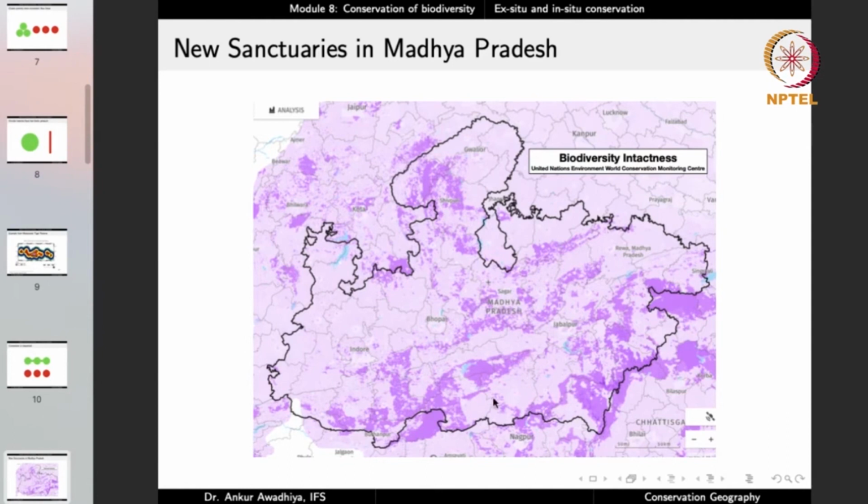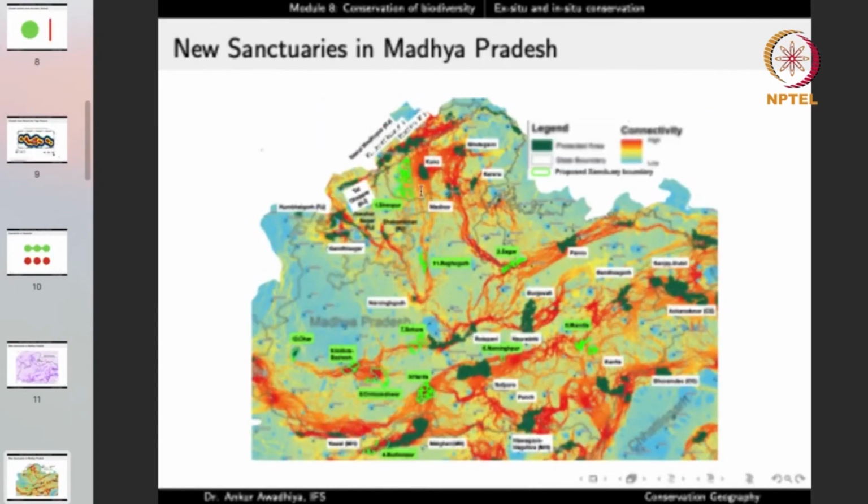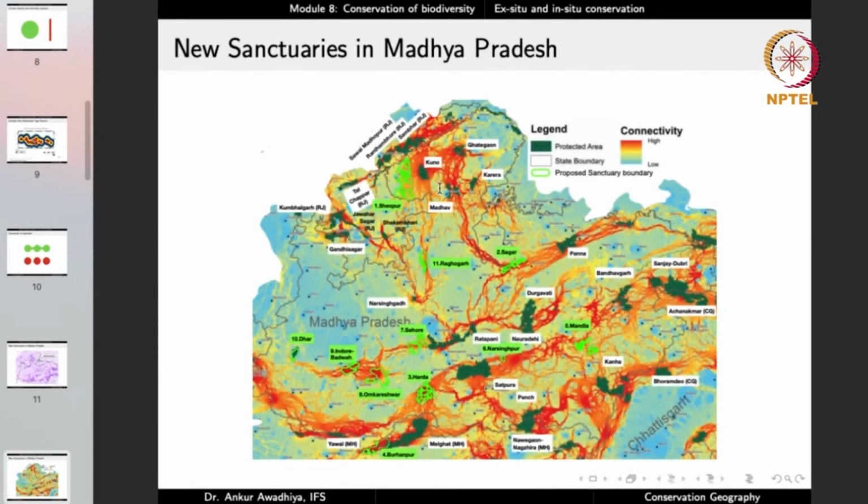So in this map we can see that these dark colored patches are the ones where the biodiversity still remains. And when we next look at the areas where the reserves and the sanctuaries already exist. So here we have a map which shows that here we have Kuno Palpur, here we have Ghati Gaon Sanctuary, here we have Karera Sanctuary.